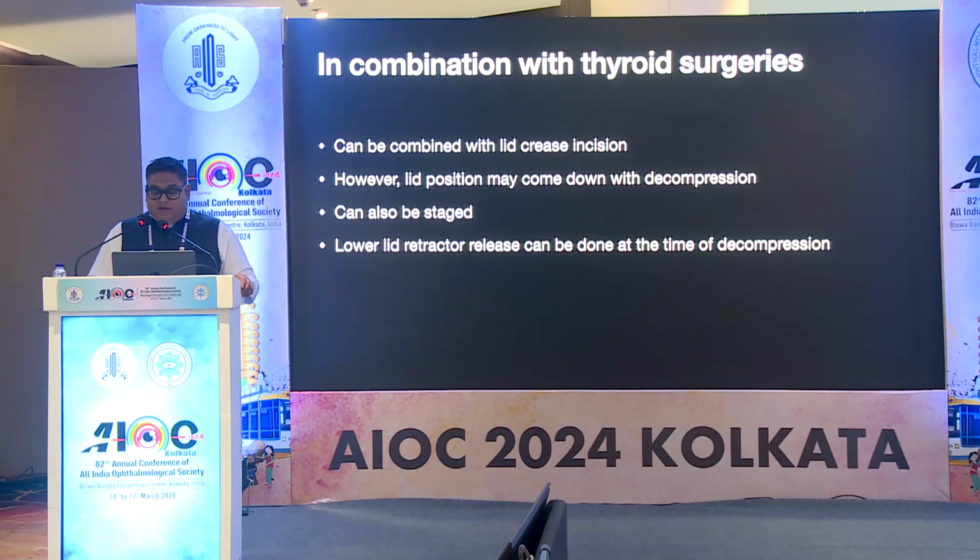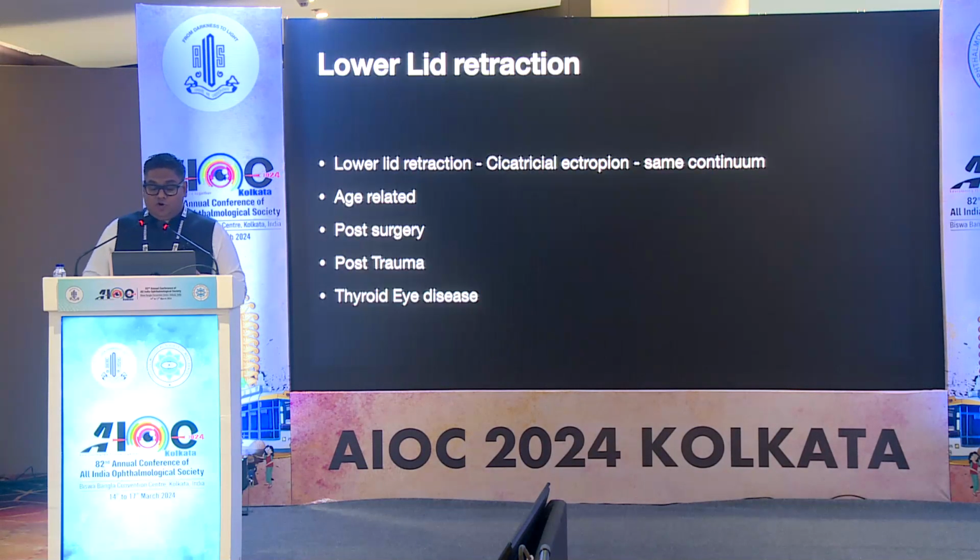So this upper lid surgery can also be done in combination with thyroid surgeries, where it can be combined with a lid crease incision when you're doing a decompression. However, lid position may not be predictable, as it can come down because of the decompression of the orbit, so it can also be staged. Lower lid retractor release can be done at the time of decompression. So now that takes care of upper eyelid retraction. I'll come to lower eyelid retraction.